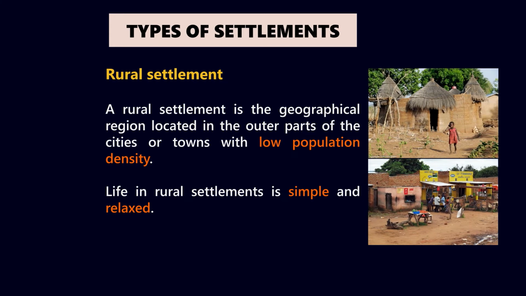The rural settlement is simply an opposite of the urban settlement. Rural settlements are located at the outskirts of urban settlements and they have low population. That is, few number of people live in rural areas or rural settlements. People living in rural settlements, such as villages and hamlets, engage in simple and relaxed lifestyle.